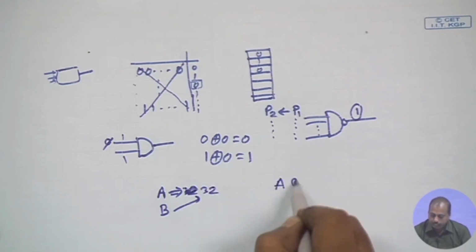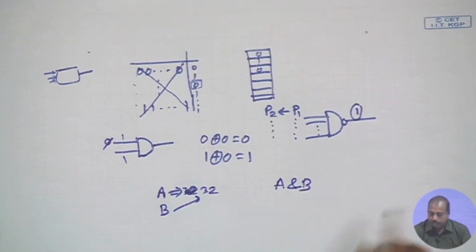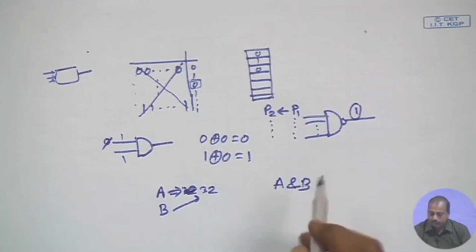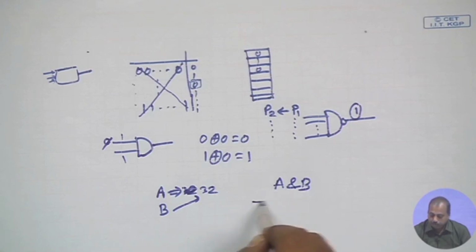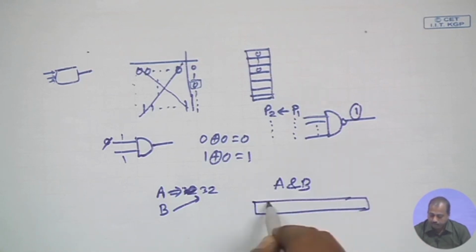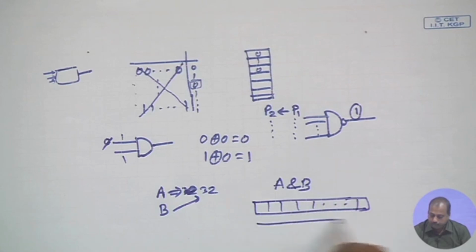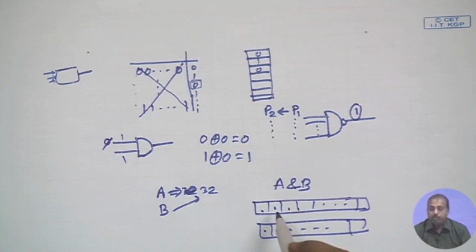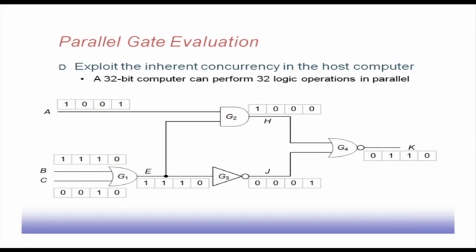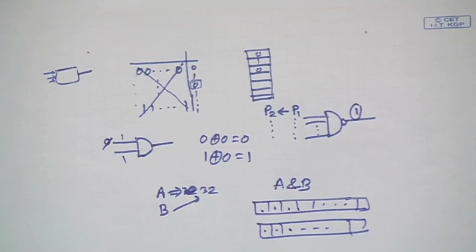Now, if I do a bitwise ANDing of A and B, what will happen? If this is my A register with 32 bits, and this is the B register with 32 bits, then when I do this bitwise ANDing, these 2 bits will be ANDed, these 2 bits will be ANDed, and so on. As a result, it can evaluate 32 different logic operations simultaneously, provided of course the logic operations are similar, so it can do all 32 operations in a single shot.